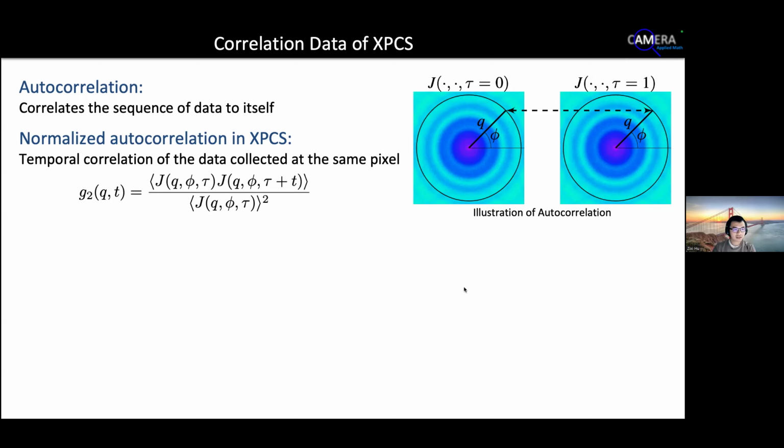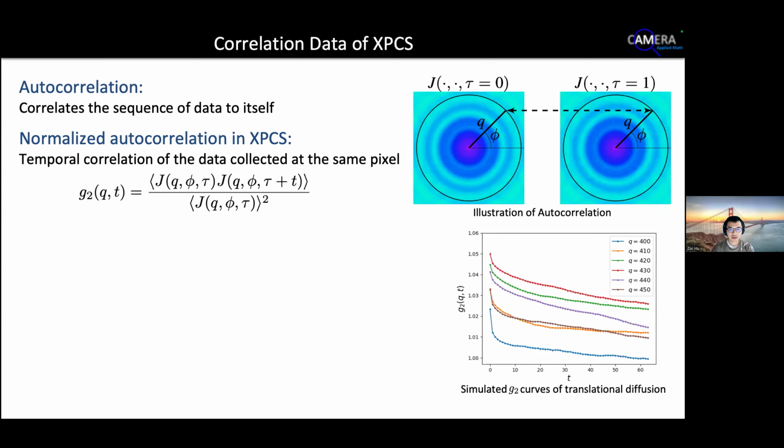The reason why this is called G2 is that it corresponds with the second order degree of coherence of the light. And there's also something called G1, which is associated with the first order degree of coherence, which is the autocorrelation of the scattered field. Such a quantity cannot be directly assessed from X-ray scattering experiments. At the bottom right, I show some examples of the normalized autocorrelation G2 calculated from simulated experiments.